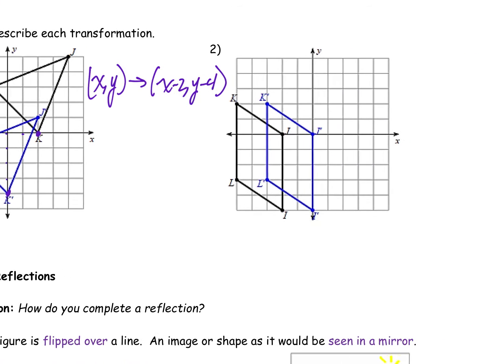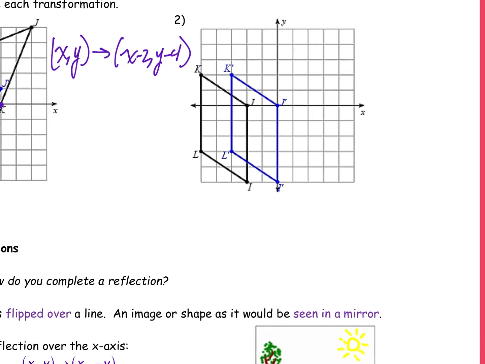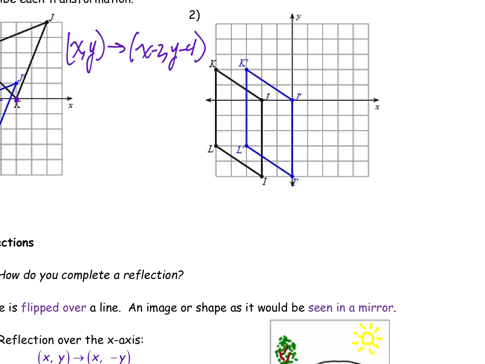Okay. And then for number 2, I'm going to write it underneath. I have more room. So I've got X, Y. So what's happening? Let's pick the J's. It looks like a J. What's happening from J to J prime? What am I doing? 2 in which direction? To the right or to the left? To the right. So how do I write that?